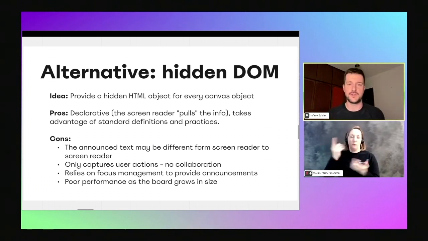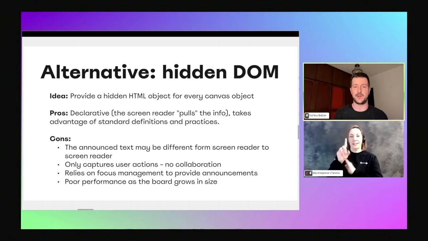We tried a couple of approaches. The first one, we tried to create sort of a hidden DOM for every object on the board. So basically, for every object on the canvas, we made a shadow HTML object containing the semantic information to be consumed by the screen reader. The advantage is it's a declarative approach. So the screen reader pulls the information from the page itself.